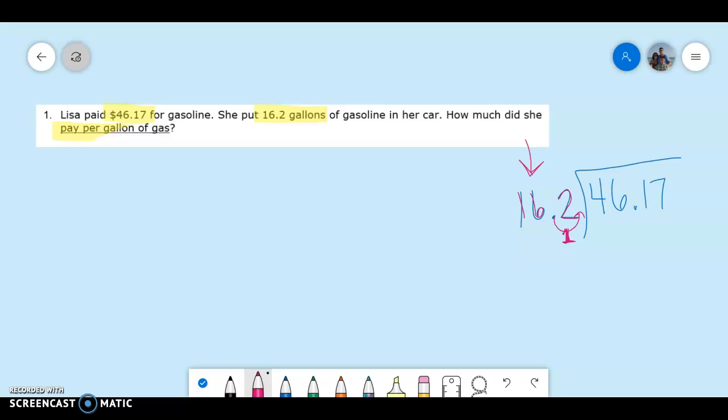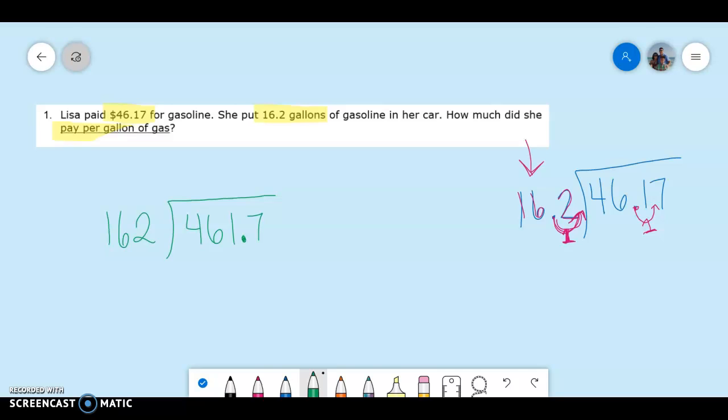So now I'm going to come back here. I'm going to find the decimal. And because I moved it here 1 spot, I'm going to do the same here. Okay, I'm going to move it just the equal amount, which is 1 space. So to be nice and tidy, I'm going to rewrite this problem as the whole number, 162 in my divisor. And I'm going to divide that into 461.7. Okay, these are actually the same math problem.